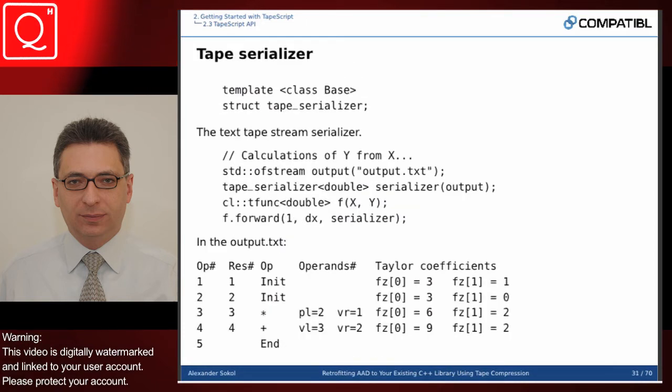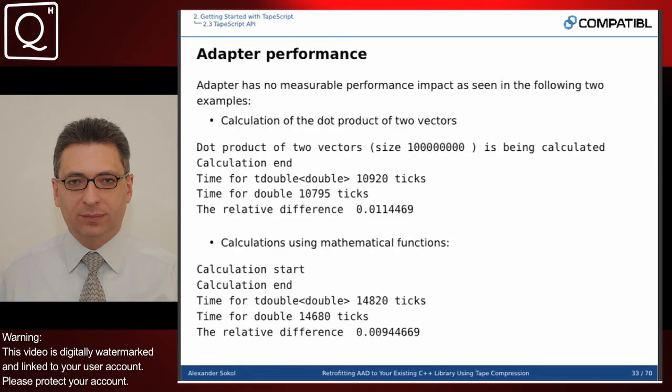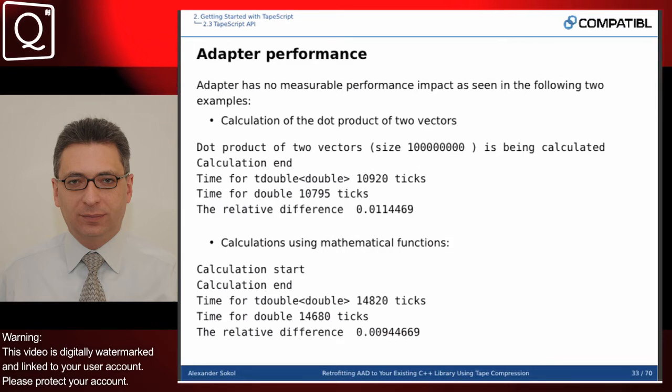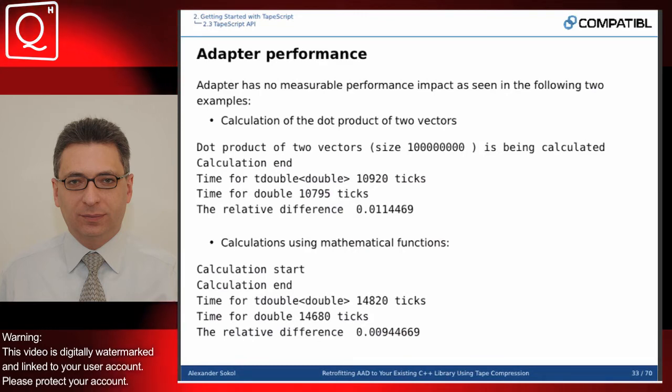TapeScript also provides a tape serializer, where you can output this tape log to see what's happening. It also provides a binary serializer in case you would like to serialize a tape and save it somewhere. As for performance, if you do a dot product of two vectors of size 100 million, that's how many ticks it takes, and really that's not a lot. What we're calculating here is how much slower it would be with T double than with regular double, and essentially the overhead is absolutely minimal.